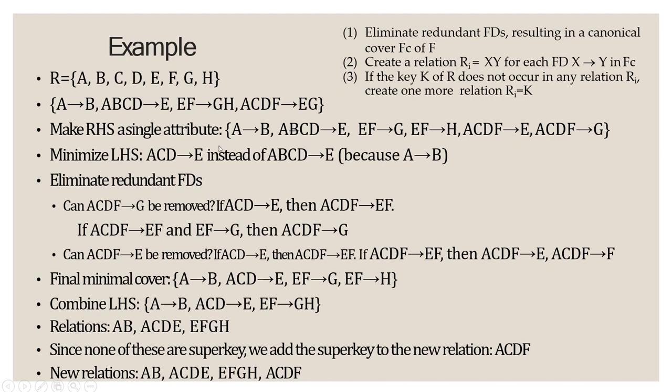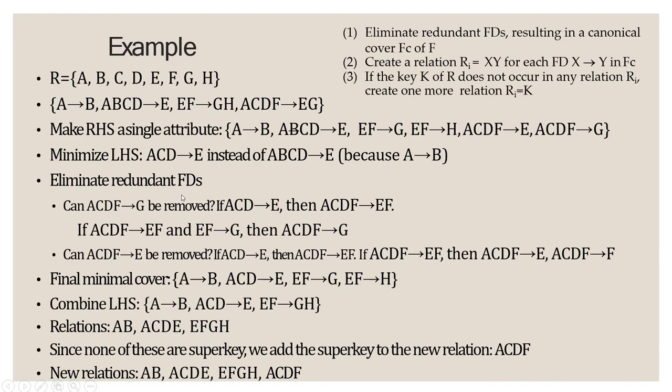Okay, so we want to minimize if there are any extraneous attributes on the left-hand side. For this one, we have A, B, C, D determines E, right? So let's see if B is extraneous. Looking at this one, if I know A, I know B, right? Because I have A here, I already know B. So actually B is not necessary. It is extraneous, so I'm going to get rid of this B from this particular dependency.